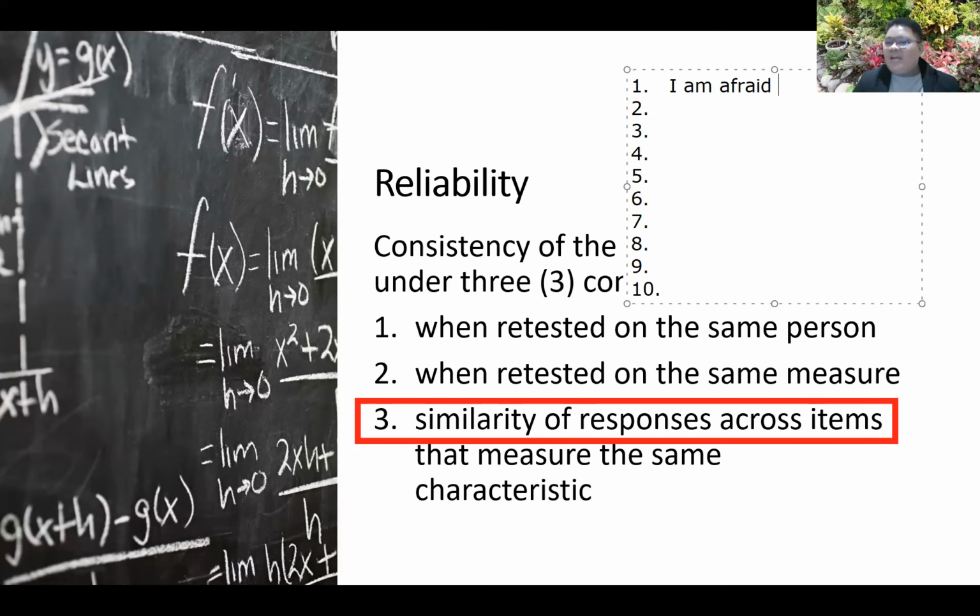Halimbawa, first question, "I am afraid." Tapos kailangan mong sumagot ng 1, 2, 3, or 4. Pag sinabi kong 4, ibig sabihin super afraid ka talaga. Pag 1, hindi ka afraid. Kaya halimbawa, ganun yung instruction.